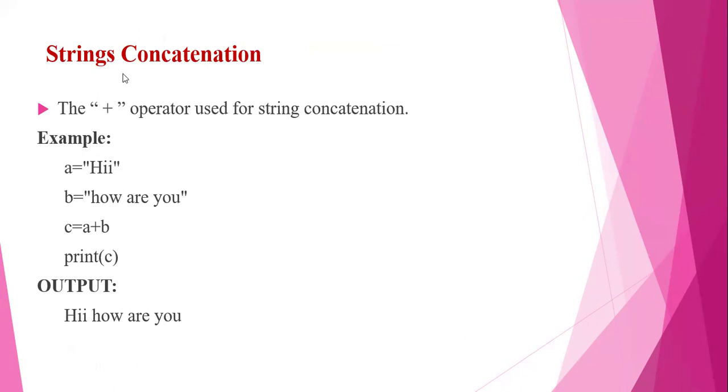String concatenation. As we all know, the concatenation operator means plus. We use plus operator for string concatenation. This plus operator means, that is, concatenation means it adds values. For example, we are assigning a hi string to variable a, and how are you string to variable b. And if we are adding a plus b, that is c equals to a plus b, and print c, we'll get the output hi, how are you, in a single line, due to this concatenation.